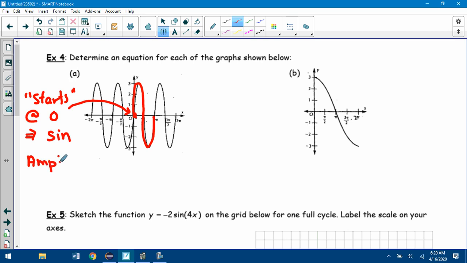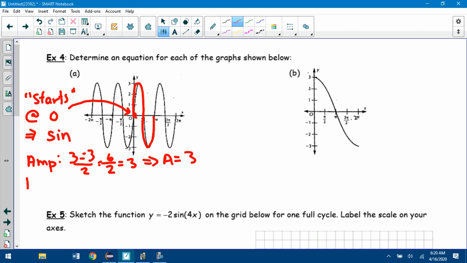Okay, so it's sine. What's the amplitude? There's a couple ways to look at it. Max minus min divided by 2. 3 minus -3 divided by 2 is 6 over 2. So the amplitude is 3. Now you can also look from that midline. It's going up 3 and down 3. That's why the amplitude is 3. It's not reflected. So this means my A value is going to be 3.